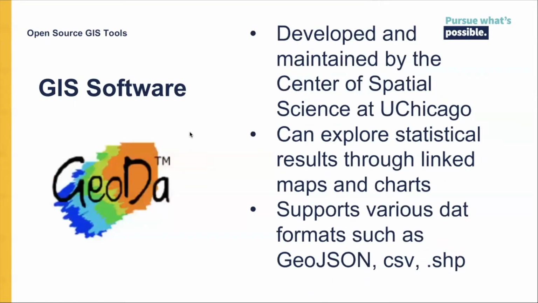Now I'm going to talk about GeoDa, which I don't know how many people know of, but if you're into geostatistics, it's a very nifty GIS tool. It is developed and maintained by the Center for Spatial Data Science at the University of Chicago. They have extensive documentation and tutorials on how to use the software. And the nice thing about GeoDa is that you can link the map results to charts of your statistical analysis. And it supports various data formats such as GeoJSON, CSV, and shapefile.